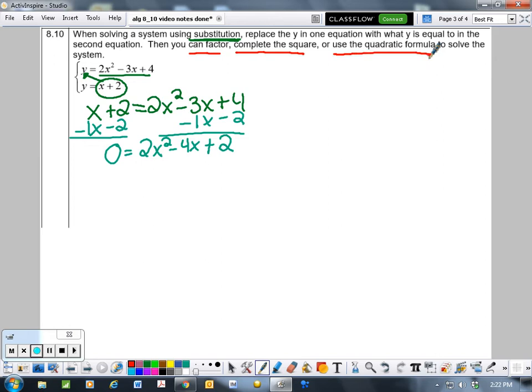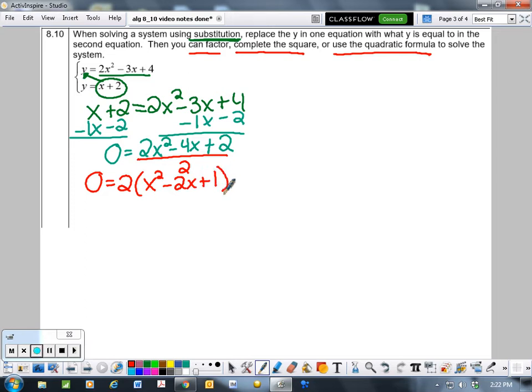Now, I really like factoring. That's kind of my way because I feel like it's simpler and it's easier to do. So when factoring, the first thing you always do is look for a common factor. And I notice all of these can be divided by 2. So I'm going to factor out a 2, and that's going to give me x squared minus 2x plus 1.